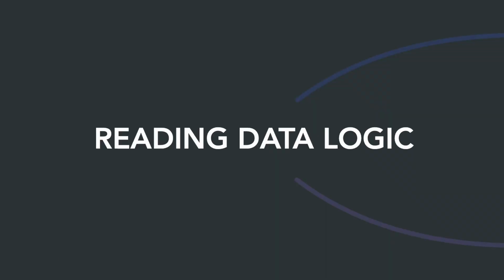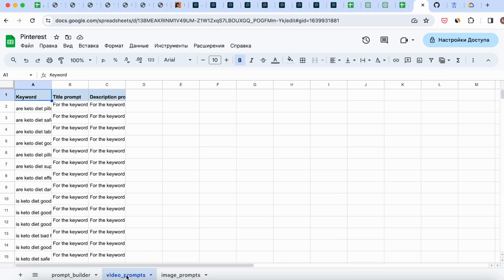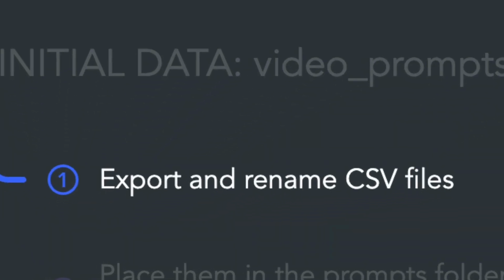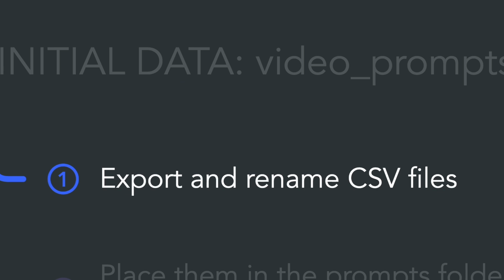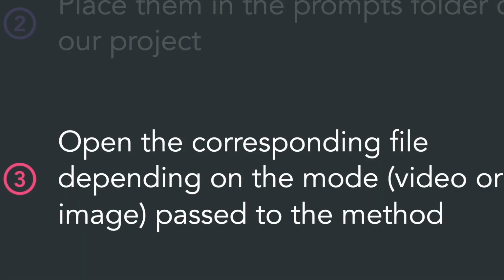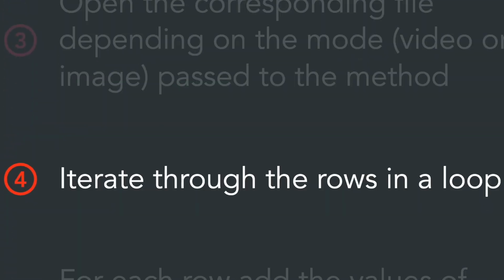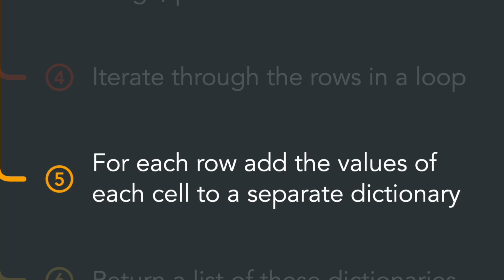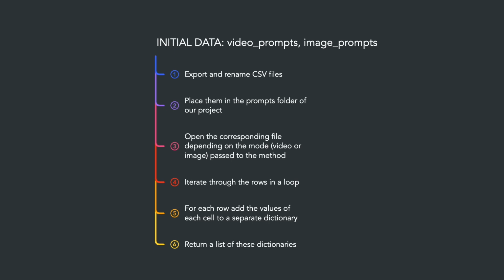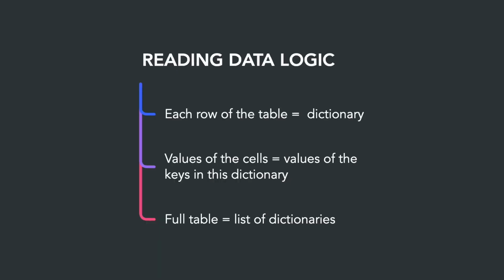Now let's proceed with implementing the data reading method. So our source data comes from the video prompts and image prompts tables. To read data from them, we need to export CSV files of these tables, give them appropriate names, and place them in the prompts folder of our project. Then, depending on the mode passed to the method as an argument, we need to open the corresponding file, read the data from it, iterate through the rows in a loop, add the values of each cell to a separate dictionary, and then return a list of these dictionaries. This way, each row of the table will represent a separate dictionary in this list, and the contents of the cells will be the values of the keys in this dictionary.